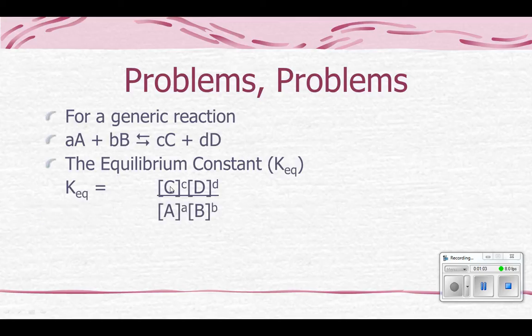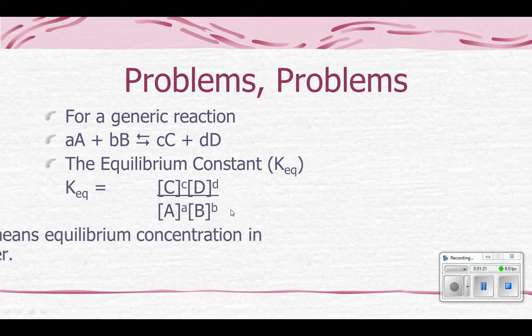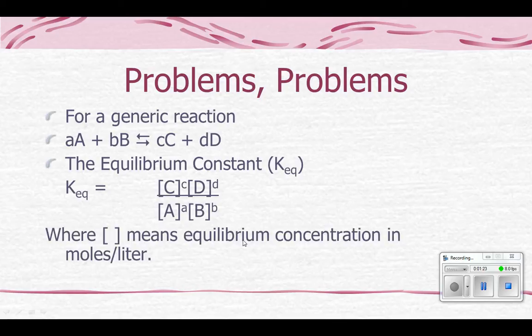KEQ is the concentration, and the square brackets, we've used those before, they mean the concentration of C, but that's raised to the lowercase c power, that's what goes here, and then D, in brackets again, raised to the d power, all over the same thing for A and B. And again, the square brackets mean equilibrium concentration in moles per liter. So we can put numbers in there without units because the brackets themselves are the units.